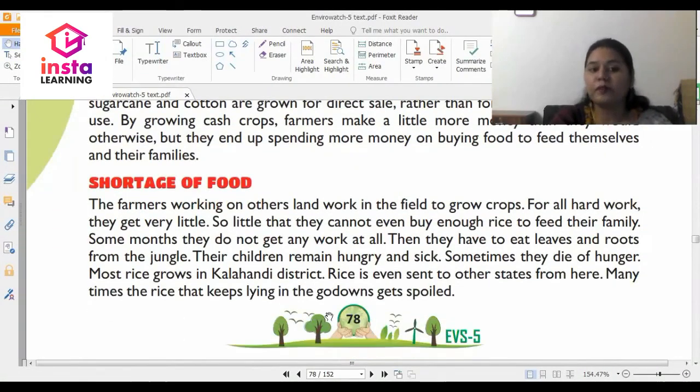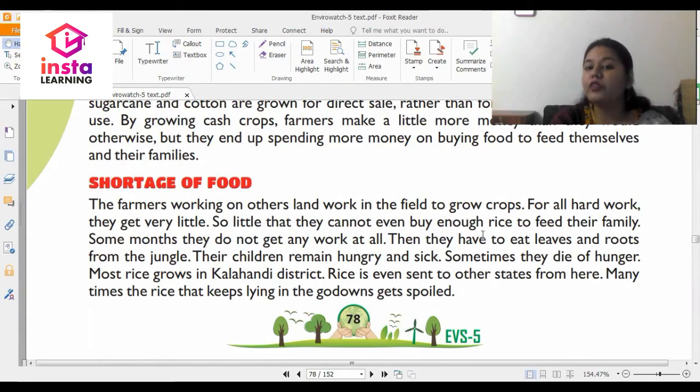Shortage of food. The farmers working on other land work in the field to grow crops. For all their hard work, they get very little. So little that they cannot even buy enough rice to feed their family. Imagine, some months they do not get any work at all.